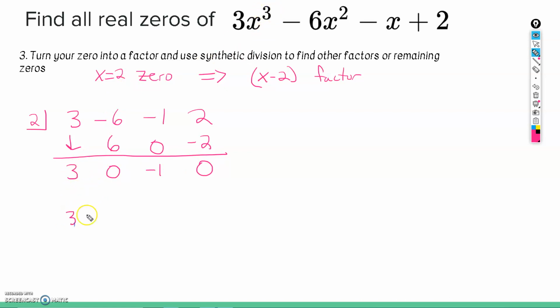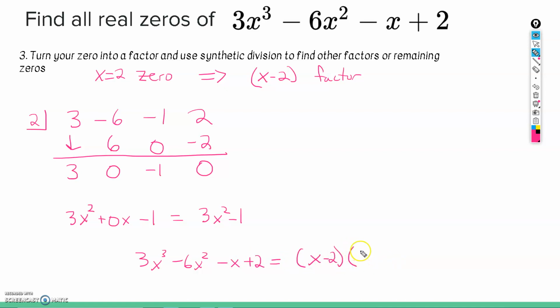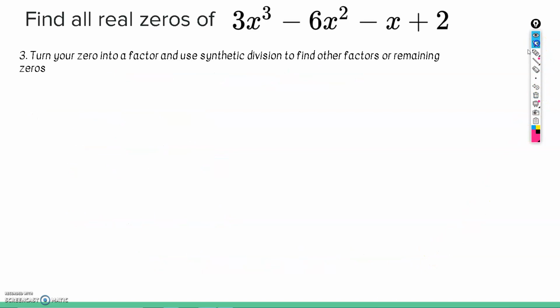So 3x squared plus 0x minus 1 plus 0. So we can clean this up. 3x squared minus 1, which implies that 3x cubed minus 6x squared minus x plus 2 factors into x minus 2, which we got from our rational root theorem, times 3x squared minus 1. Okay, we're almost there. So on to our next step.